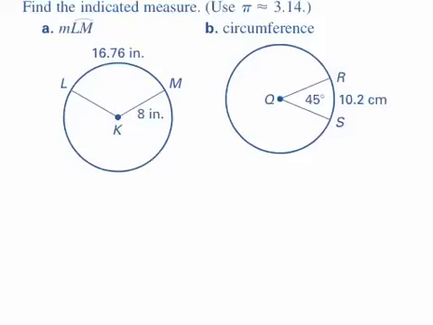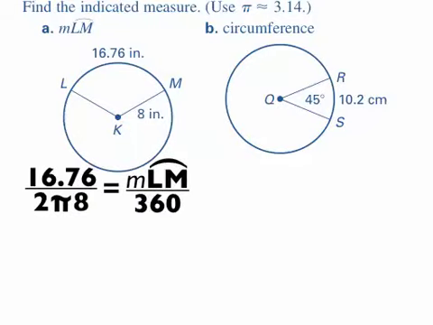This next example says to find the indicated measure. Again, use 3.14 for pi. A asks us to find the measure of arc LM. This time I'm given the arc length, which is 16.76 inches. I'm also given the radius, which is 8 inches. I'm going to go ahead and plug that into my proportion and say 16.76 over 2 times pi times 8, which would be the arc length, over 2 times pi times 8, which would be the circumference, equals the measure of LM over 360.